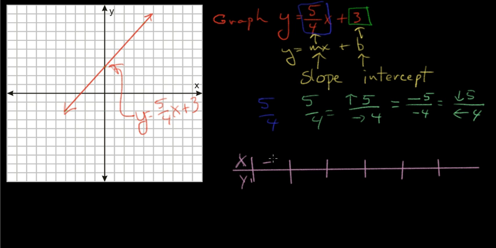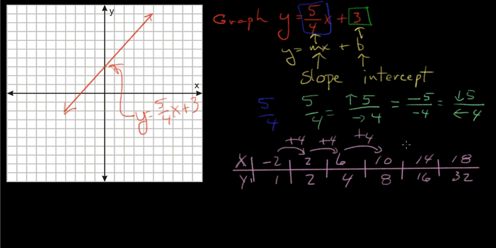So I start with -2, 2, 6, 10, 14, and 18, like it shows there, and underneath that I have 1, 2, 4, 8, 16, and 32. Now, if you look at the top here, how did I get from here to here? I added 4, didn't I? -2 plus 4 is 2. 2 to 6, I add 4. 6 to 10, add 4. 10 to 14, add 4. 14 to 18, add 4.